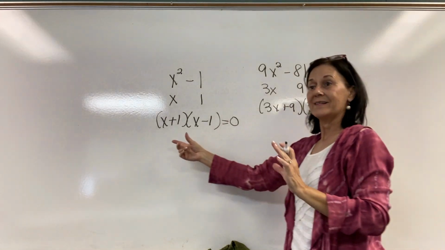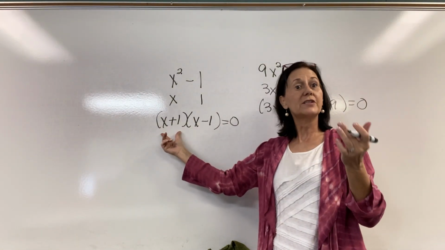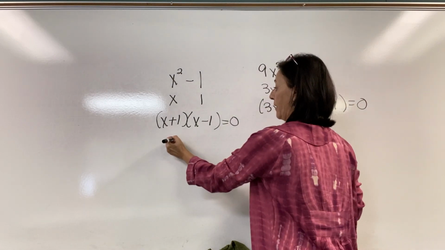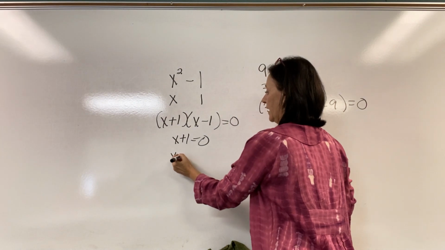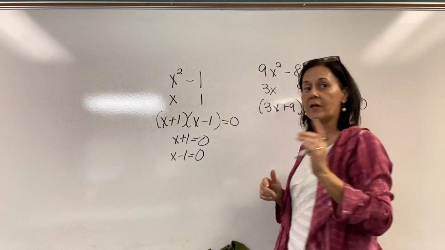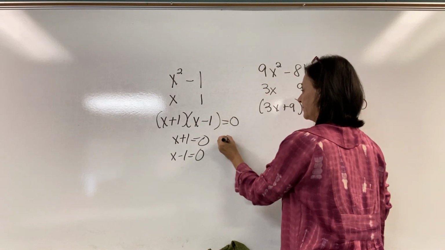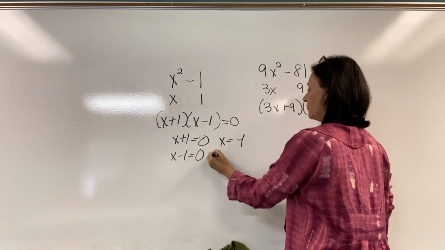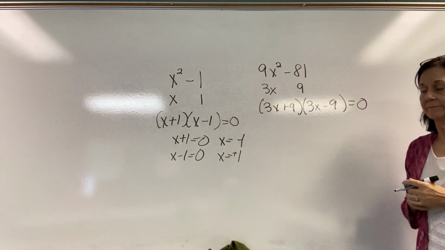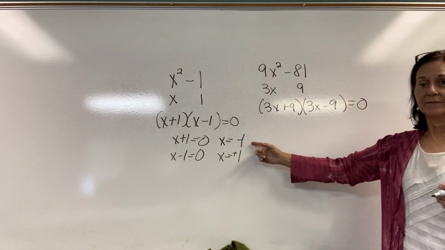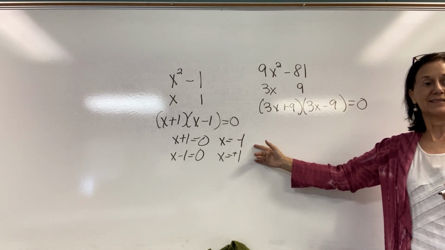All right, so same thing. If this factor is 0, it doesn't matter what the other one is. So you set all of your factors equal to 0 and solve for x. And we're going to see something that is true with conjugate terms. So I subtract 1, I get negative 1. I add 1, I get positive 1. You will always get conjugate solutions, plus and minus the same solution.